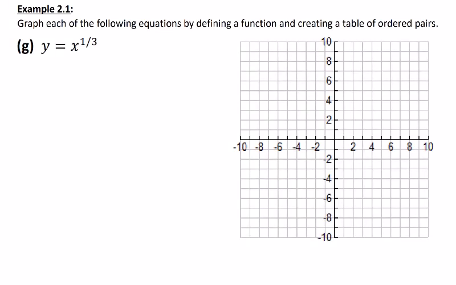In example 2.1g, we'll be looking at another radical equation like we did in part F. This is going to be y equals x to the 1/3, very similar to x to the 1/2, and we would interpret this as being equivalent to the cube root of x. Rather than it being a square root, this becomes a cube root.